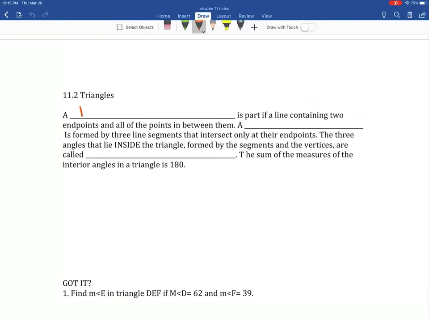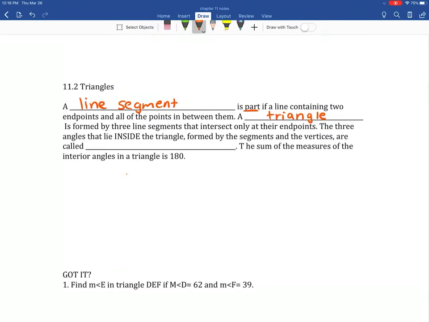So a line segment is part of a line that has two endpoints and all of the points in between them. A triangle is formed by three of these. So if I have one line segment, it's got a starting point and an ending point, and I put it with another line segment connected at the endpoints, and then I connect those other two endpoints by another line segment, I have a triangle. A triangle has three sides or three line segments that only intersect at their endpoints.